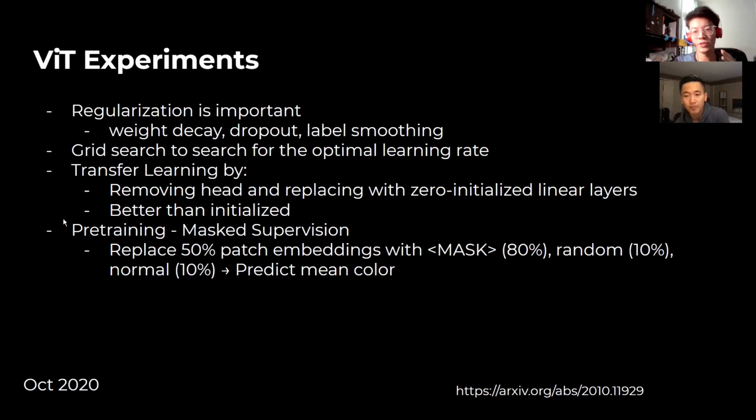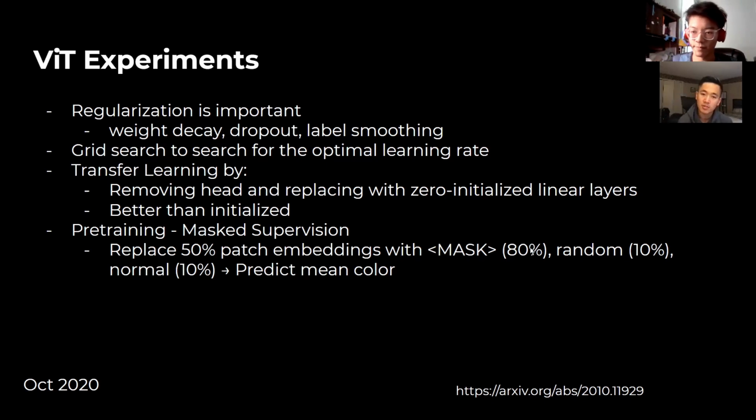Interesting. They also use pre-training, and I find this very interesting because they didn't use the labels for pre-training. They removed some patches within the image when training. They replace those with a mask, and sometimes they replace them with random patches. And then in those replaced patches, you're trying to predict the mean color of that patch. So you don't need any labels for doing this pre-training task. You're just trying to predict a missing patch.